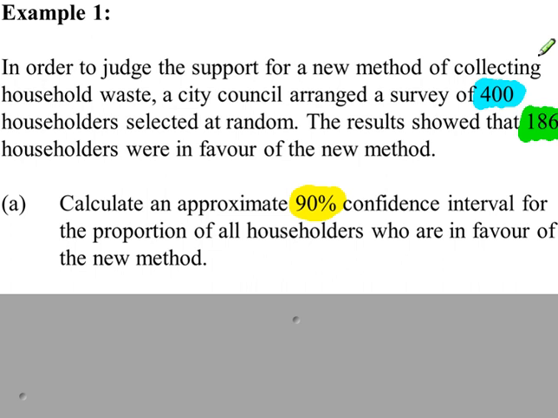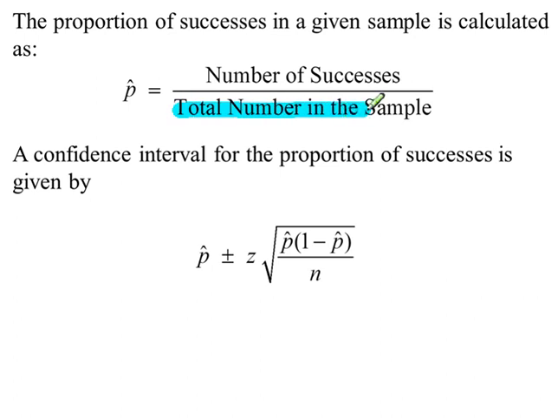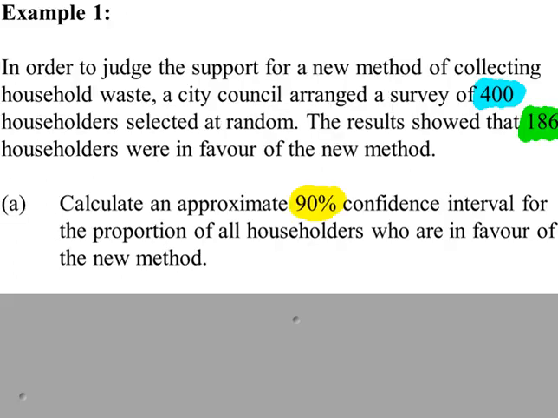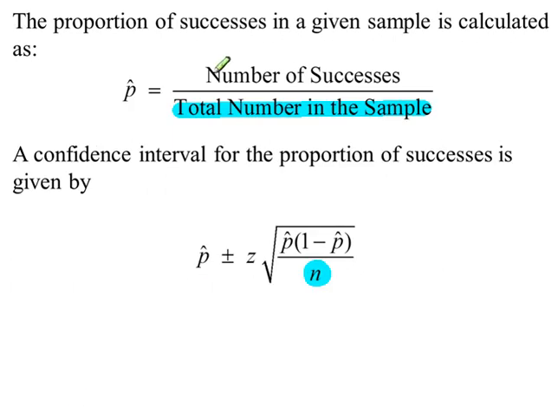In this example, 400 is the total number in the sample. So that value goes here. And it's N. So this is 400 here and here. The number of successes is 186. That value goes here. So by dividing, we now have p hat. And p hat goes here, here, and here. So we still have to work out Z.